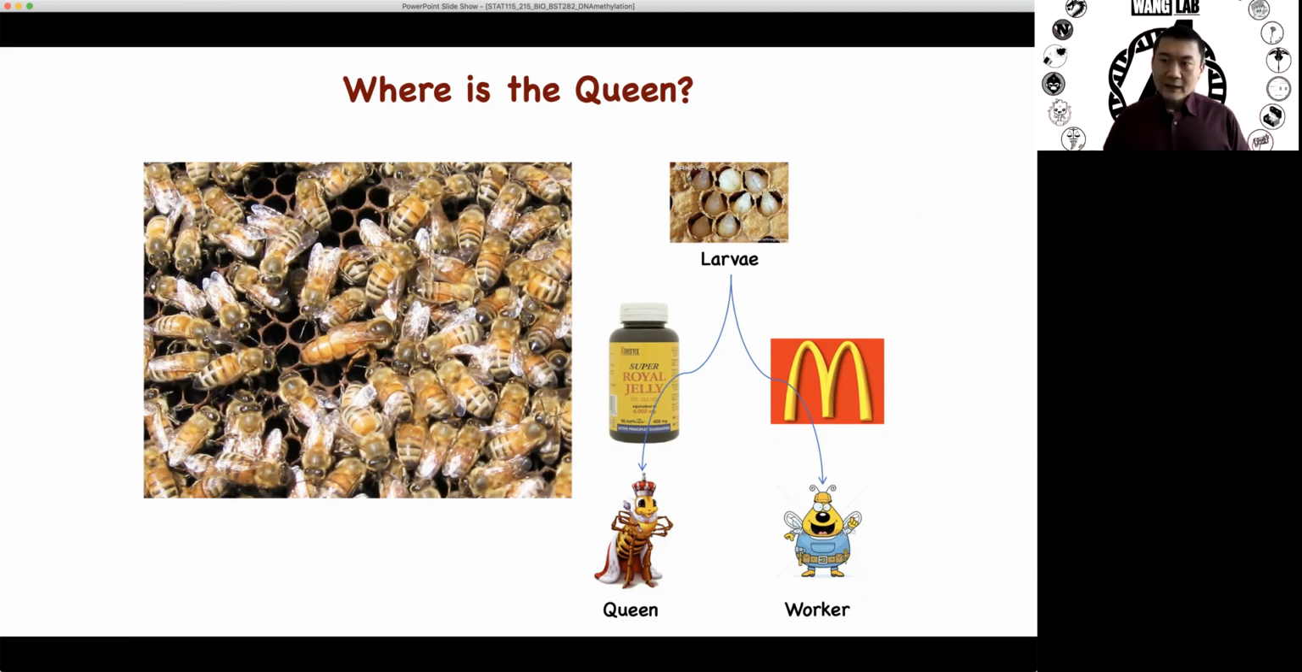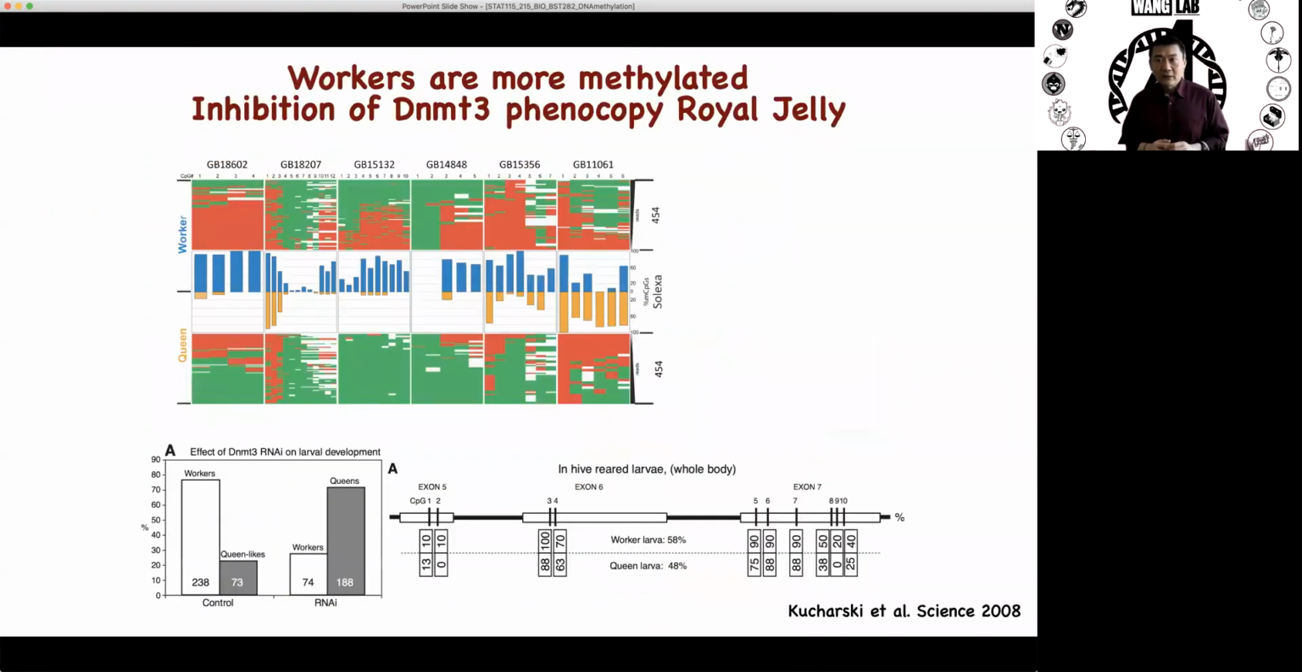So what is the molecular mechanism behind this? It turns out DNA methylation plays an important role. Here people measured DNA methylation between queens and workers. You don't have to pay attention to the technology here, but the idea is that worker bees are more methylated. People did another experiment. They inhibited the enzyme responsible for putting on the methylation mark, the DNA methyltransferase, in the workers. When you inhibit that enzyme, the worker bees' genomes start to become less methylated.